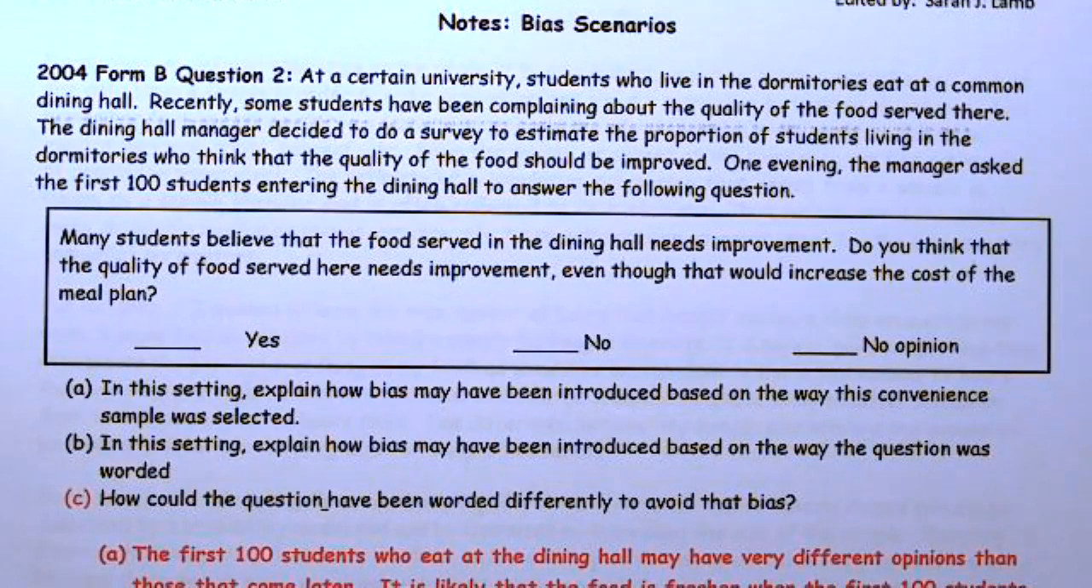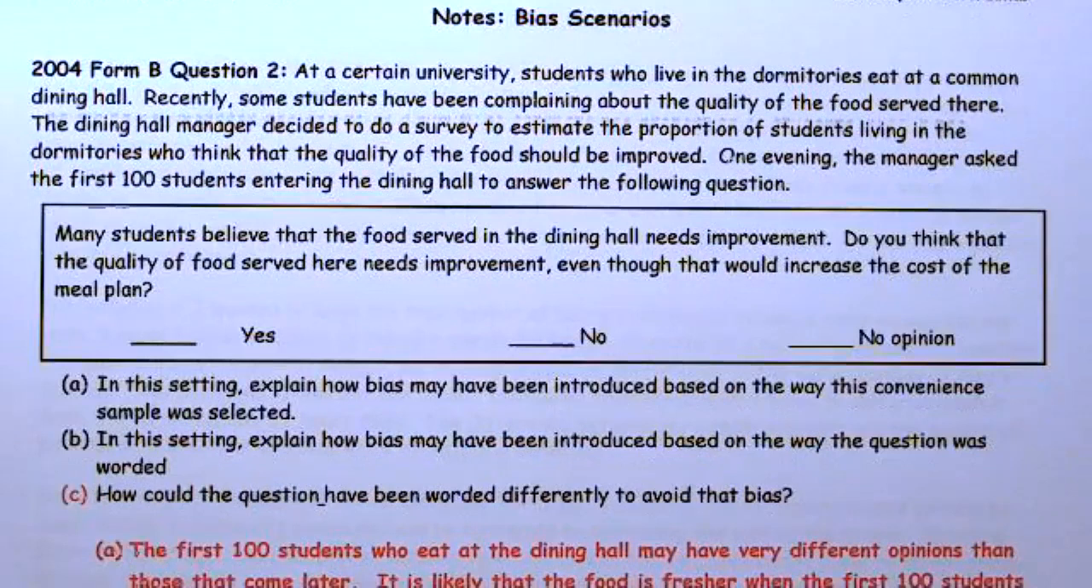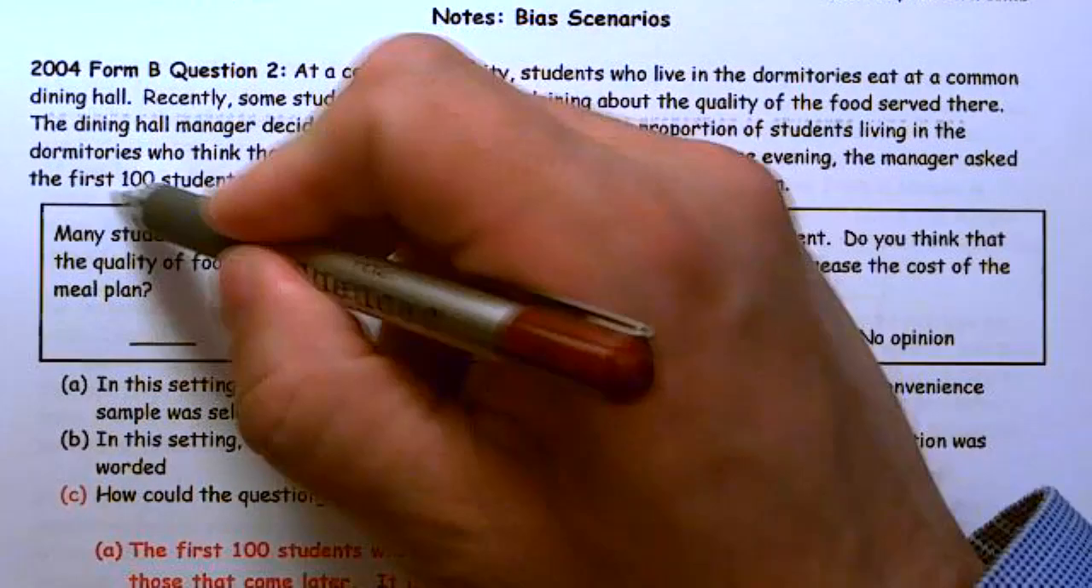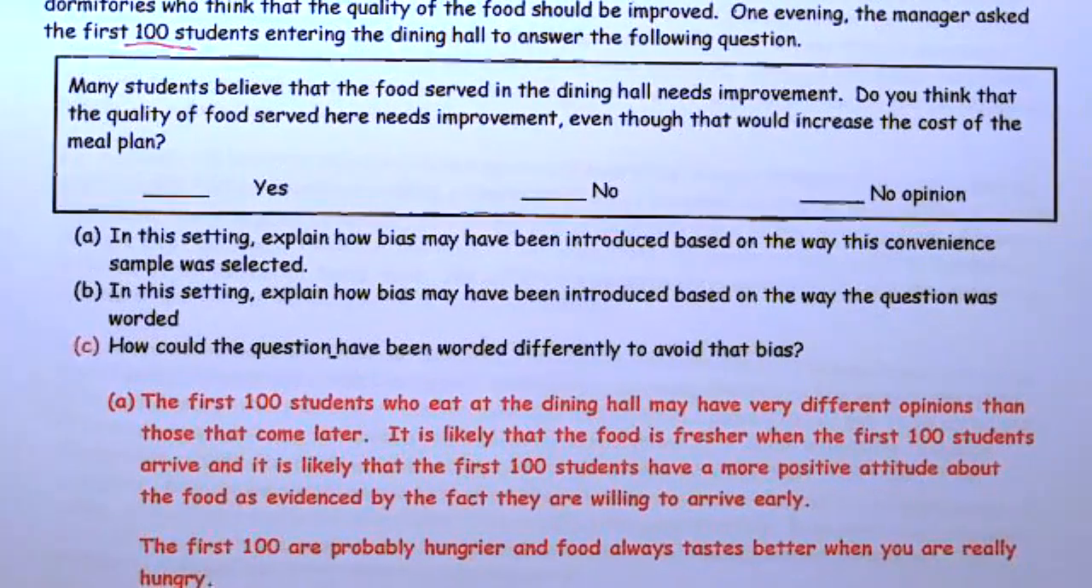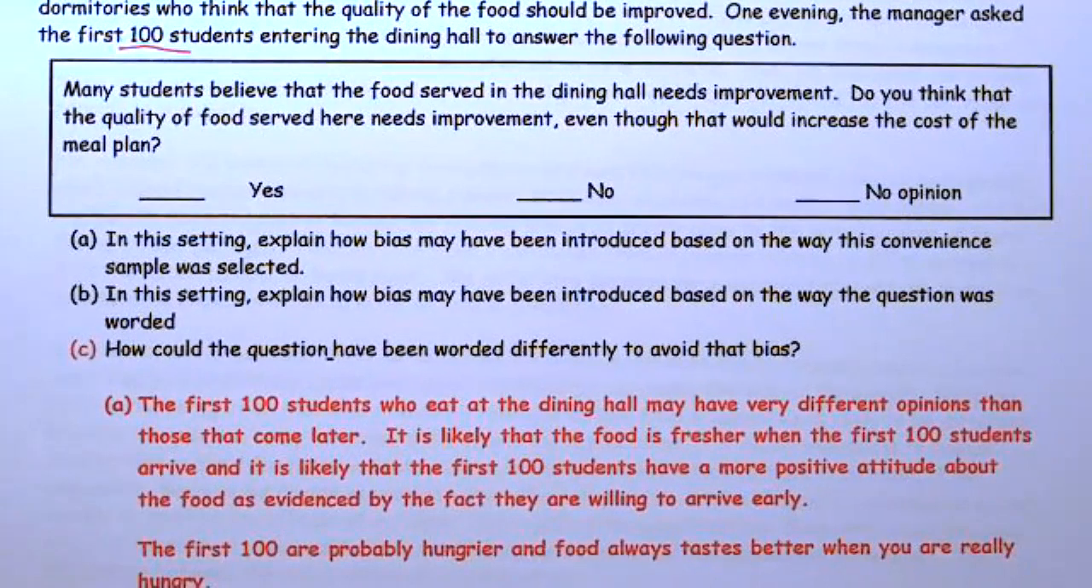So, part A. In this setting, explain how bias may have been introduced based on the way this sample was selected. This is not about the wording of the question. They said how it was selected. Well, who was selected? They selected the first 100 students. So we have a couple things here. The first 100 students eating at the dining hall may have very different opinions than those that come later.